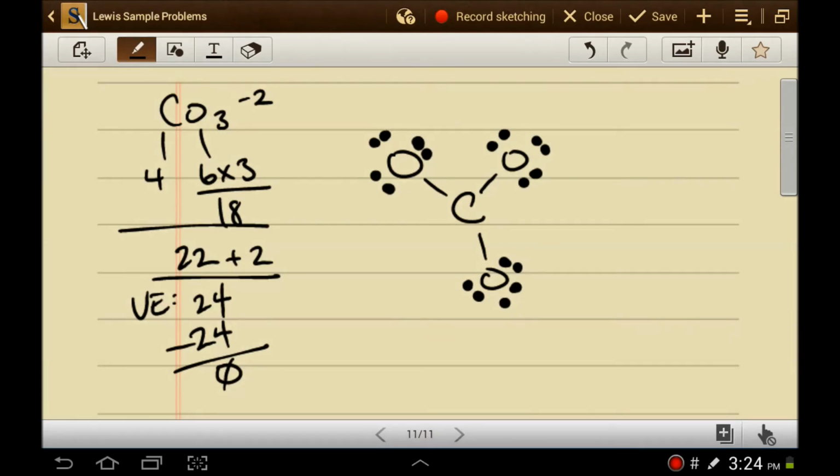The carbon right now only has 6 electrons around it. So it needs to have an octet. It needs a double bond. Sharing an extra pair of electrons with the carbon brings our total up to 8. This makes the molecule stable.